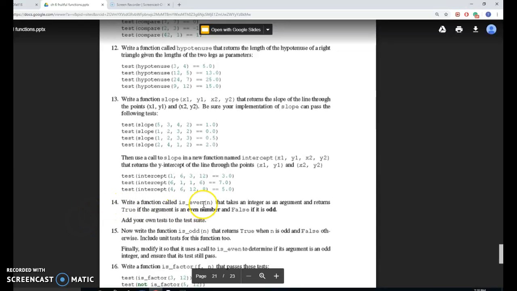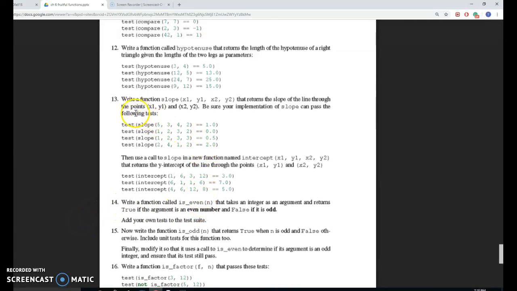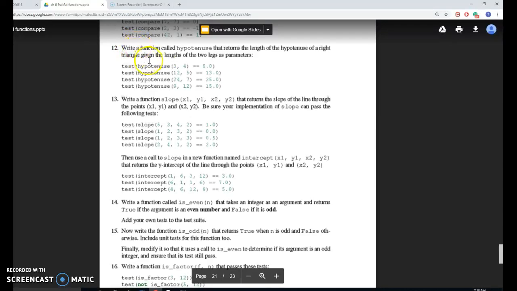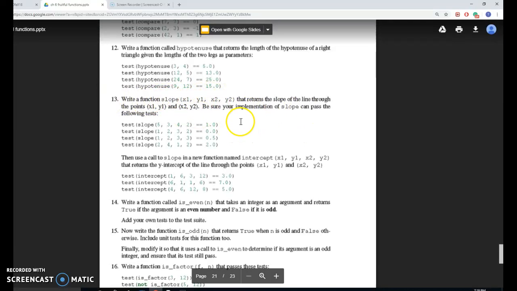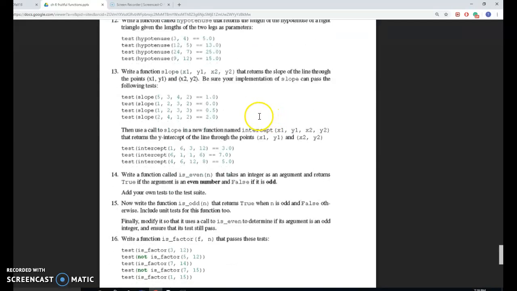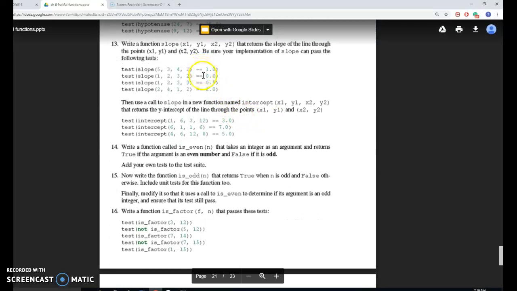Hi, I'll be working on question 13 for the chapter 6 homework. This question is asking me to first find a slope between 2 points, two pair coordinates. And then we will use that slope to find the y-intercept of the line between those 2 points.